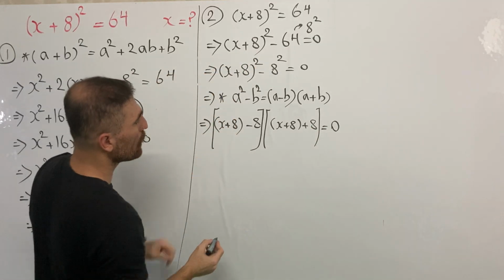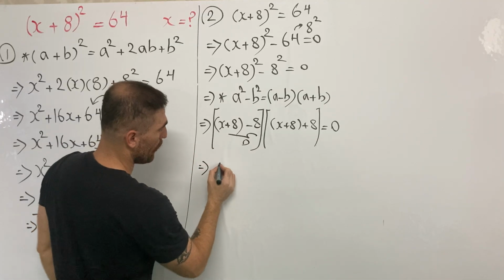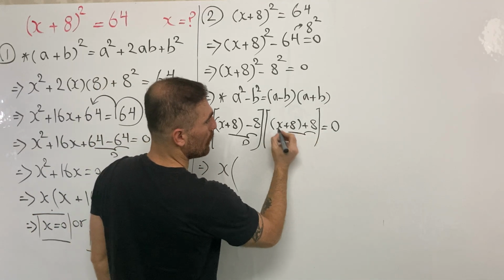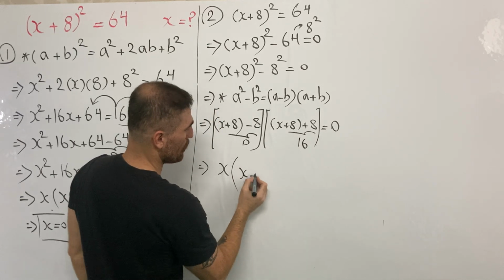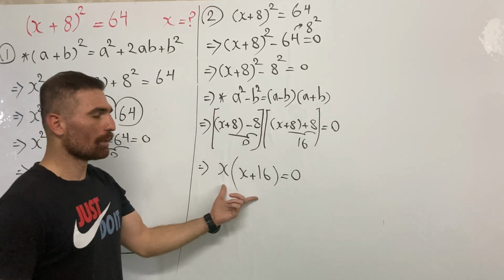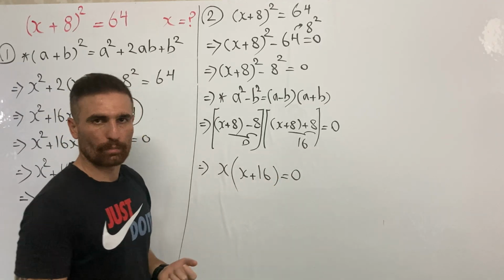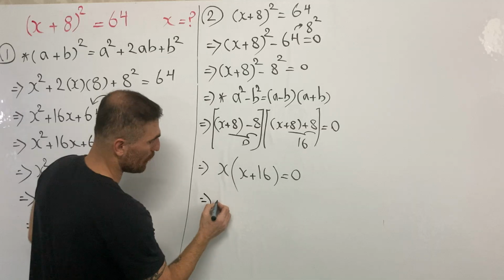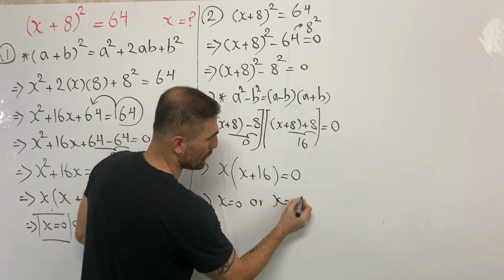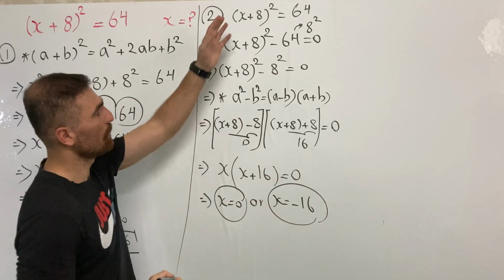x plus 8 minus 8. 8 minus 8 is 0. So we have x times (x plus 8 plus 8), x plus 16, right? x plus 16 equals 0. Now again, remember, if the product of two factors is 0, at least one of them must be 0. From here, we have x equals 0 or x equals negative 16. And this is our second solution.